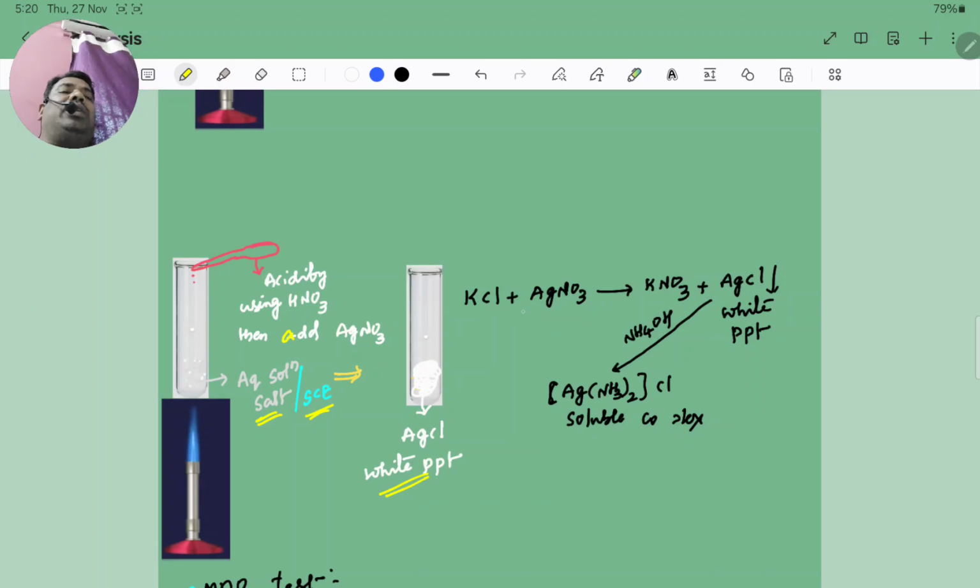Now look at the reaction, student. The KCl is reacted with the AgNO3, simple reaction, and it will form KNO3 in the solution and AgCl as a white precipitate. Now this white PPT, student, is reacted with the ammonium hydroxide, then it will form Ag(NH3)2 Cl, a soluble complex, right? Student, do one thing, to this Ag(NH3)2 silver complex, again you can add concentrated HNO3, again it will form a white color precipitate, a curdy white precipitate which indicates what? Silver chloride formation takes place. This is the confirmatory test, student, very easy, right?